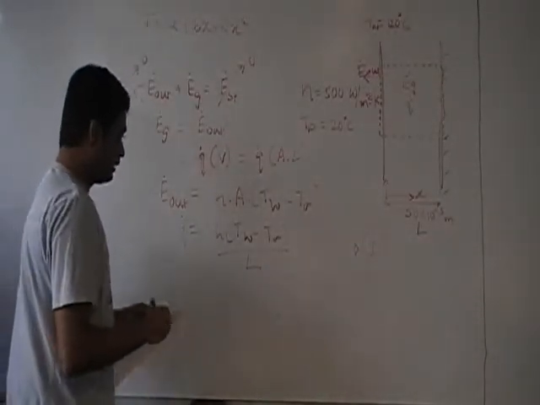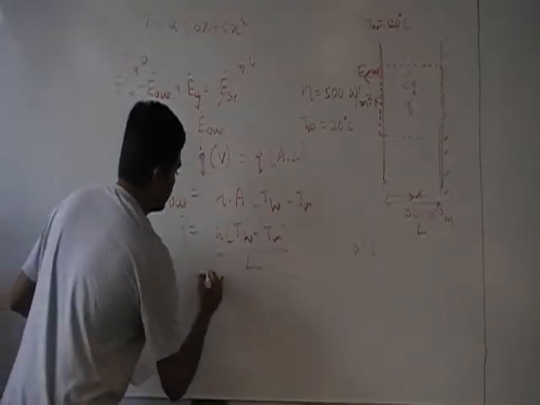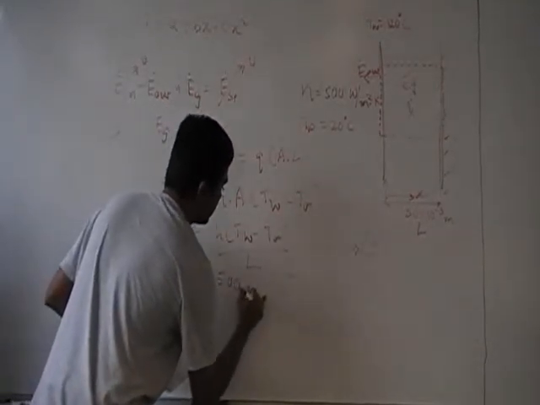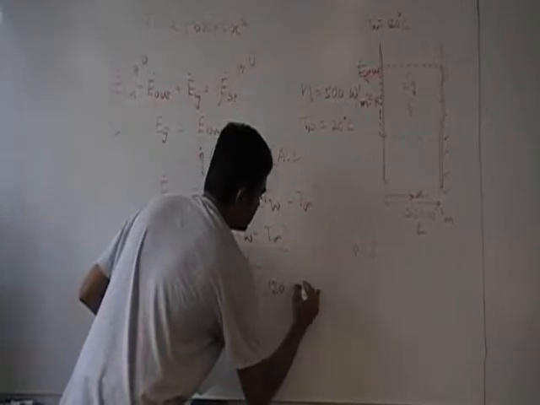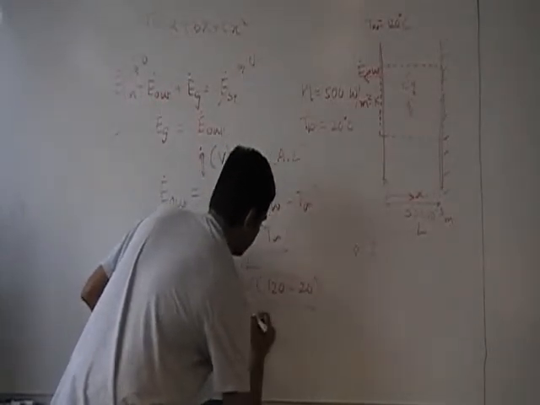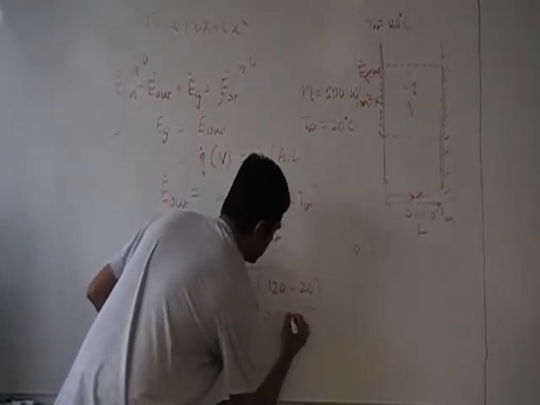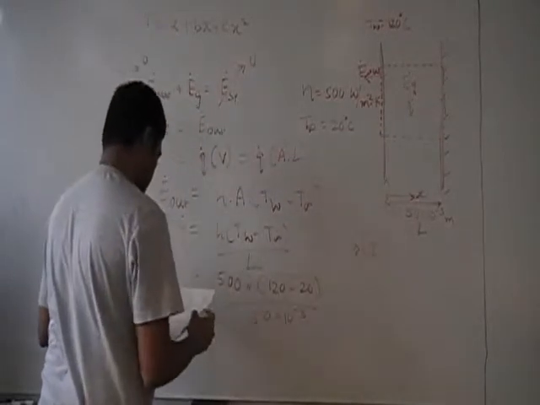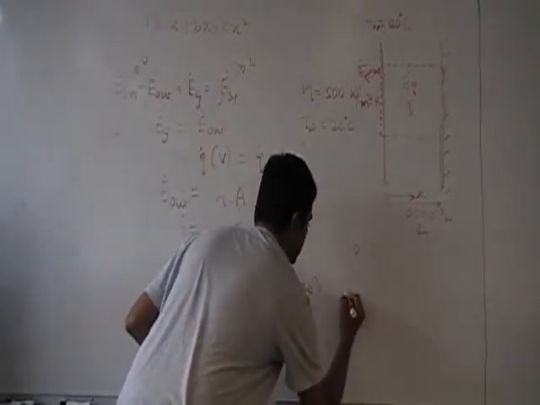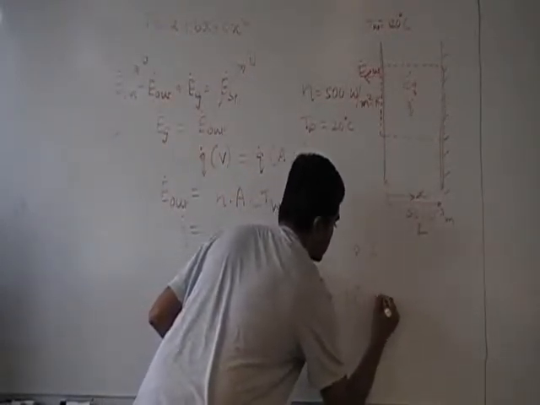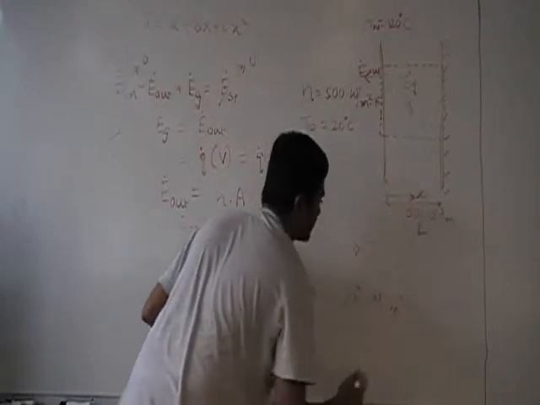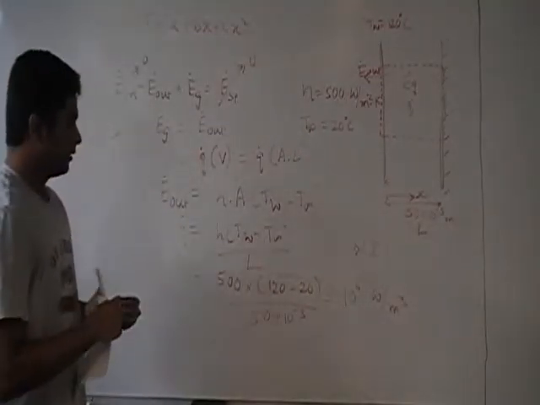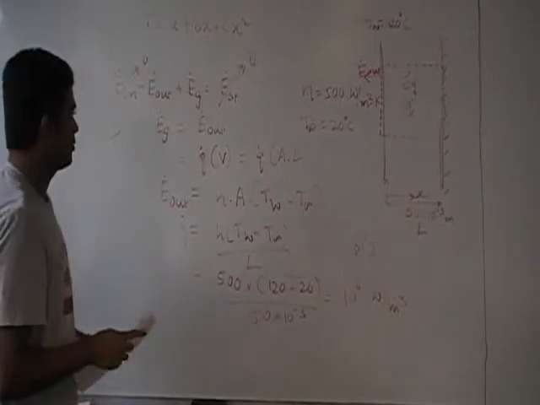Now substituting the values for the heat transfer coefficient, it's 500 watts per meter squared Kelvin, times 120 minus 20 degrees Celsius, divided by 50 times 10 to the minus 3, should give us the generation term to be 10 to the power 6 watts per meter cube. That's the answer for the first part of the problem.